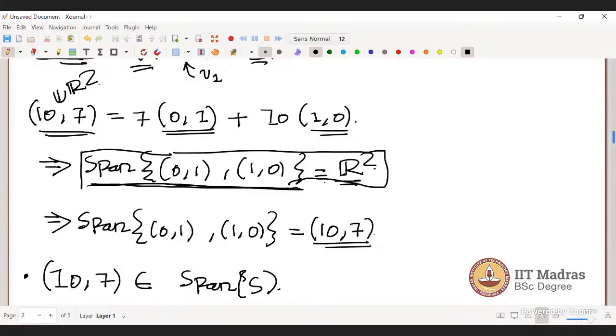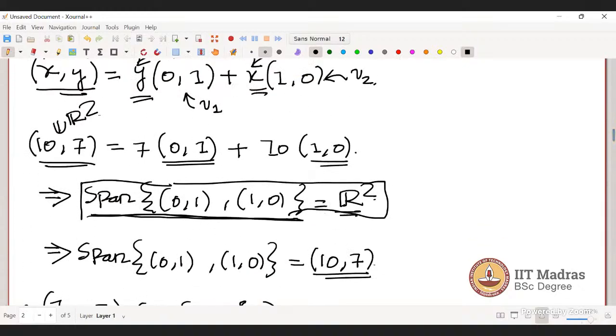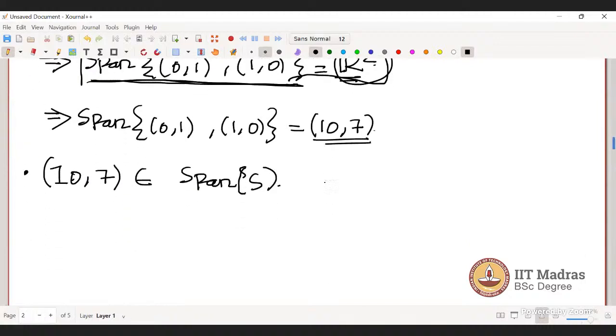You can write (10, 7) as a linear combination of (0, 1) and (1, 0), so (10, 7) is in the span of S. And I showed that the span of this set is R square. So if the span of this set is R square, then this set spans R square. But why do you want to append (10, 7) to that set? Because I simply want to compute the span of (0, 1), (1, 0) and (10, 7), not some other set. So actually they got confused.